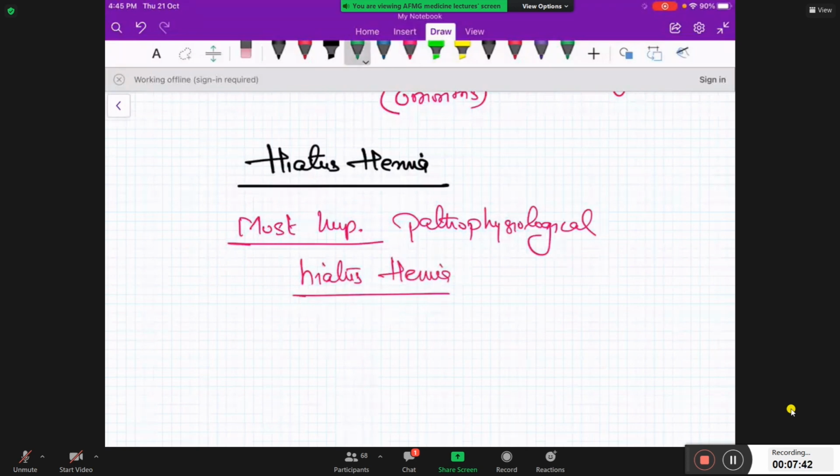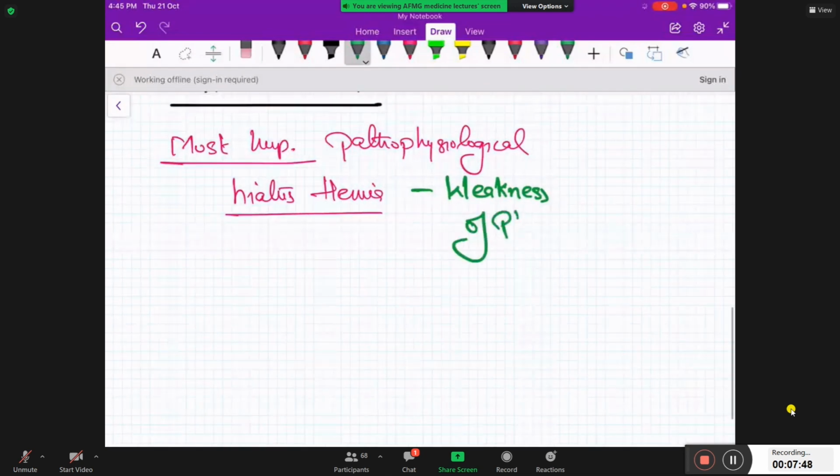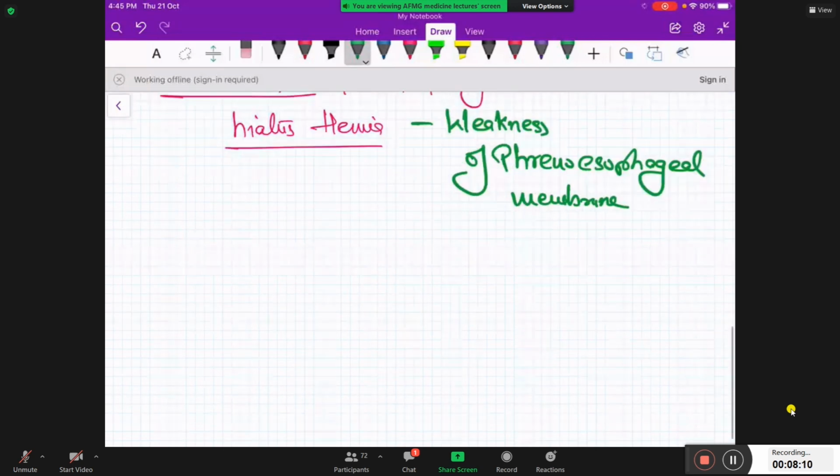is weakness of the phrenoesophageal membrane. Most important pathophysiological cause of hiatus hernia is weakness of the phrenoesophageal membrane. Now there are 4 types of hiatus hernias.